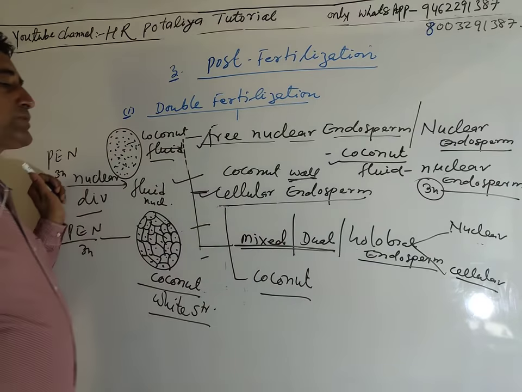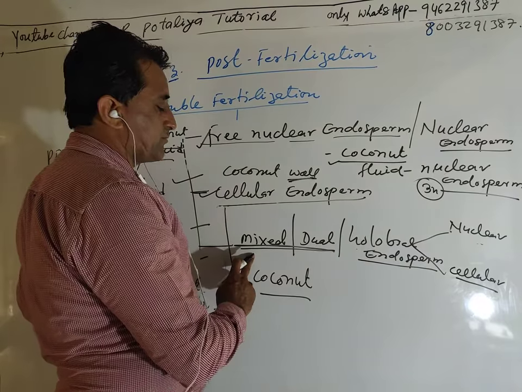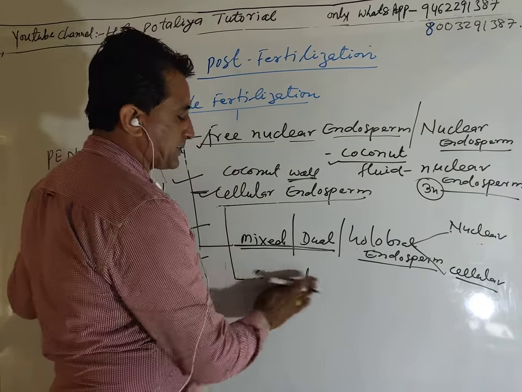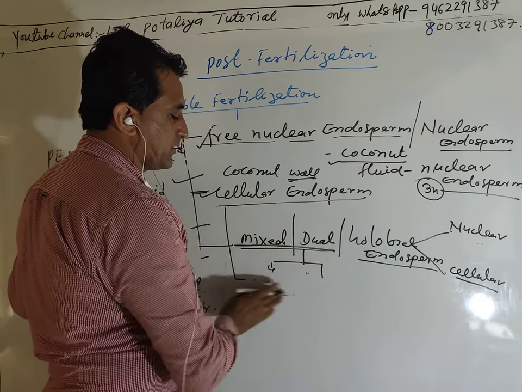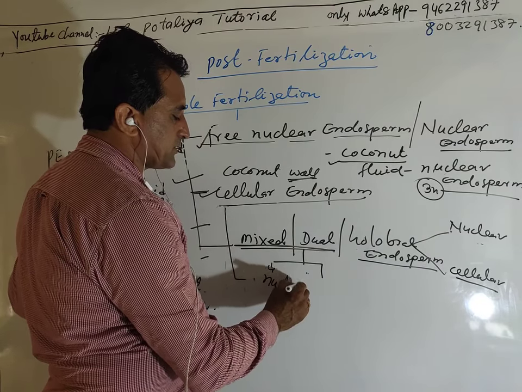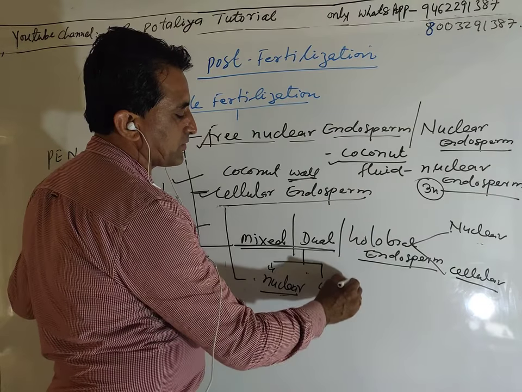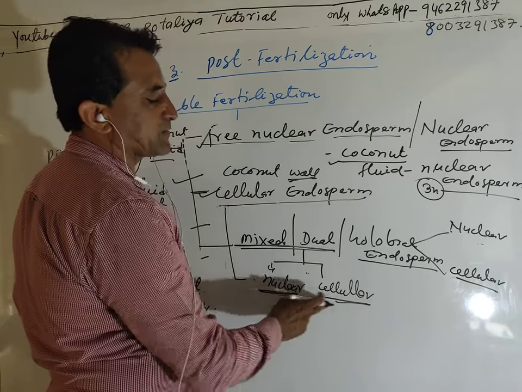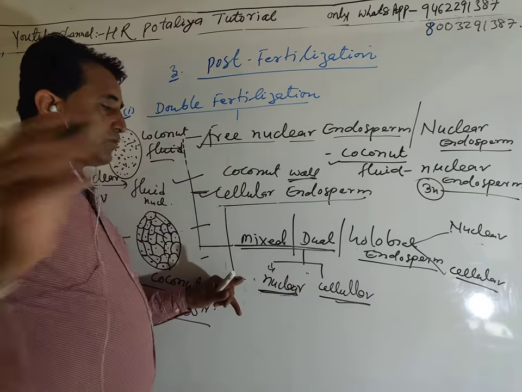Now this time, we have one more thing. One more type of endosperm will be there. What is that? In case of that part, mixed, dual, helobial. In that case, both types of endosperm are there. First case, there is the nuclear endosperm. Along with nuclear, cellular endosperm is also there. So two types of endosperm, nuclear as well as cellular.